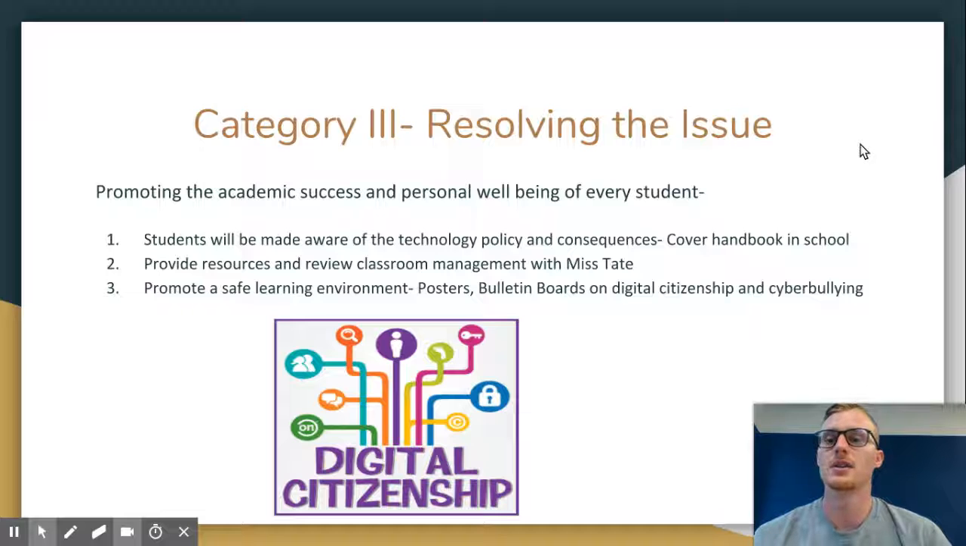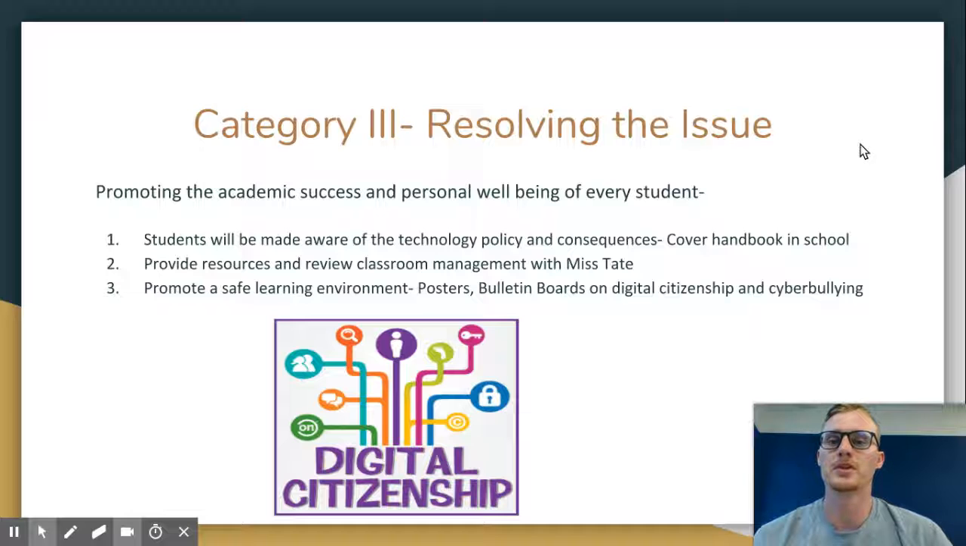Number 2, I want to provide resources and review classroom management with Ms. Tate. She's had some issues in the past. Dr. Smith has talked to her about it, but just providing her with resources to get better as a teacher will improve the learning for all students.